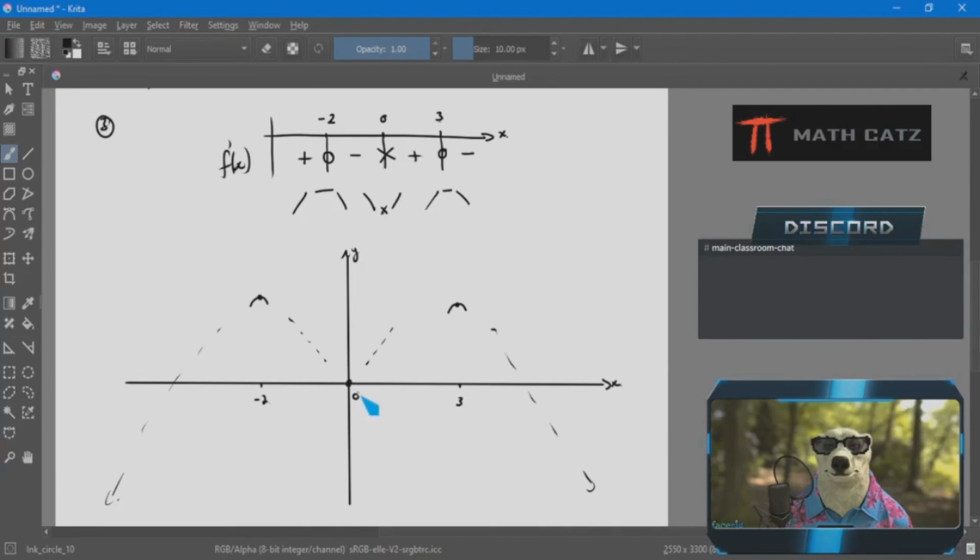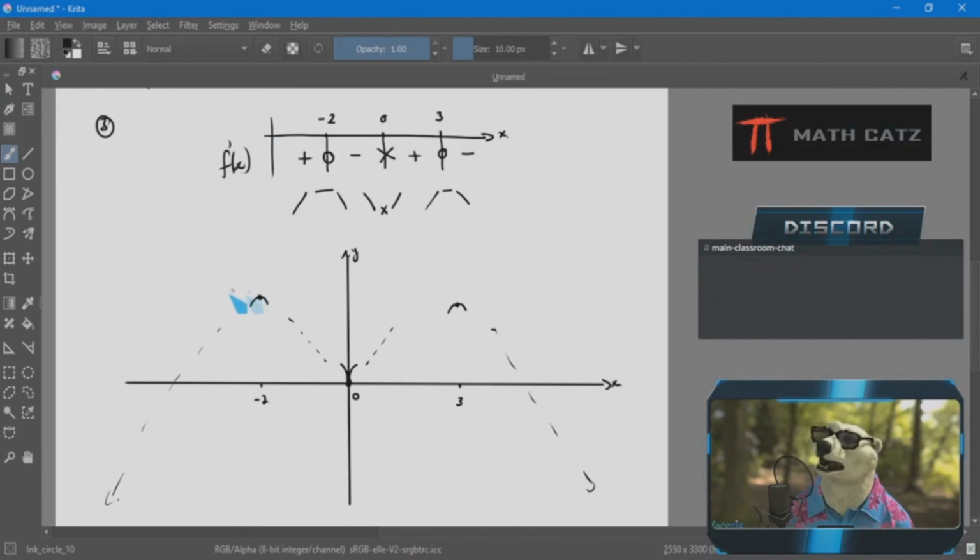And what's happening at this 0? Well, the first derivative does not exist. The function does. That is a vertical tangent line. So I just put something there to remind myself what is happening. Horizontal tangents at the left and right one, vertical tangent in the middle. All right.